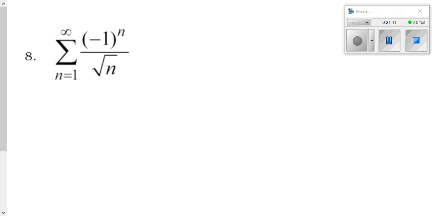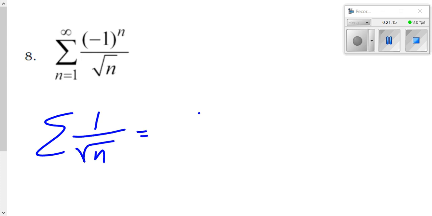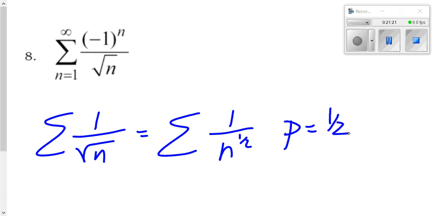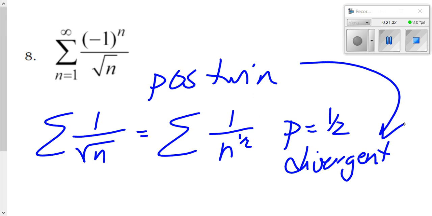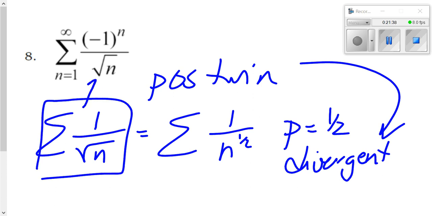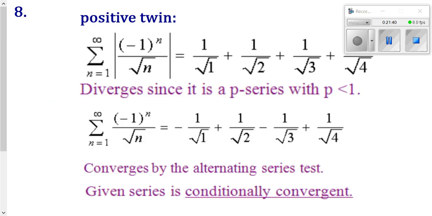Last one, positive twin. Positive twin is this guy, which is a P series. P is equal to 1/2, which means we are in the divergent case. So my positive twin is divergent. That means I need to turn to alternating series test, do my checklist on this guy to tell me about that guy.